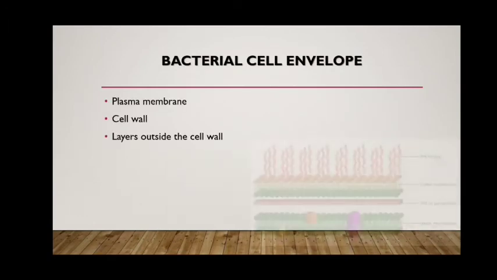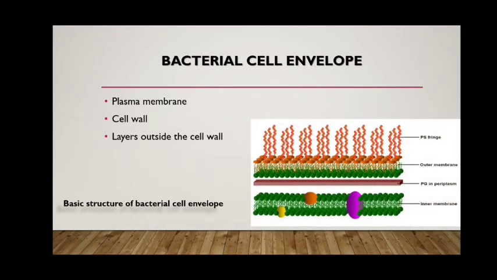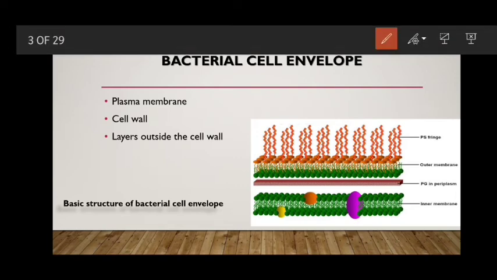The bacterial cell envelope is mainly composed of three things: the plasma membrane, the cell wall, and the layers outside the cell wall, which we know as the outer membrane. On the right-hand side we can see a basic structure of the cell envelope, having its outer membrane, its peptidoglycan layer, its periplasm, and below we have the inner membrane.